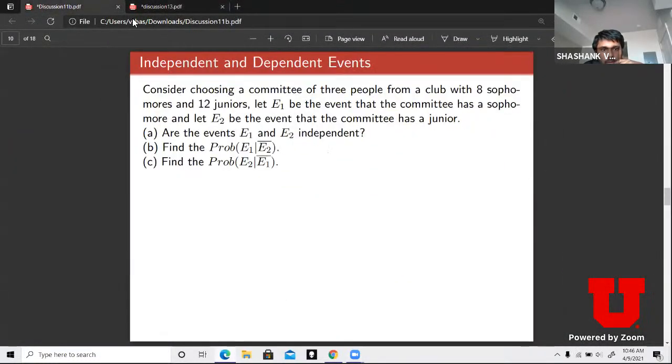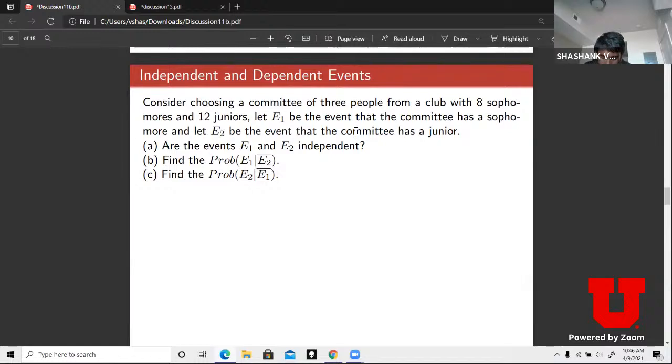All right, let's start with the first problem for today. Consider choosing a committee of 3 people from a club with 8 sophomores and 12 juniors. E1 is the event that the committee has a sophomore, and E2 is the event that the committee has a junior. There are A, B, C questions. First question is: are the events E1 and E2 independent? And B and C questions are just finding the conditional probabilities.